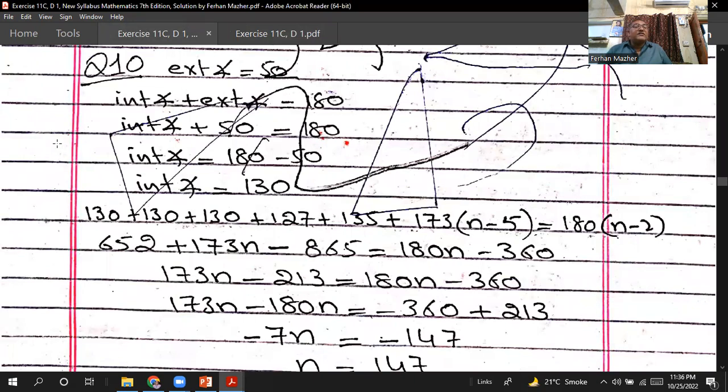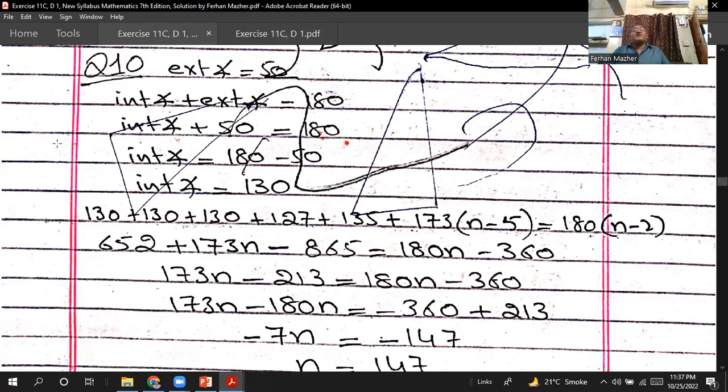So the external angle is 50, and the internal angle plus the external angle equals 180. So the internal angle plus 50 equals 180, so the internal angle will be 180 minus 50, which is 130. So there are three internal angles, 130, 130, 130, plus 127 plus 135 plus 173 into bracket n minus 5 bracket close. And the sum of the internal angles will be 180 bracket n minus 2 bracket close. So it will be 652 plus 173n minus 865 equals 180n minus 360.